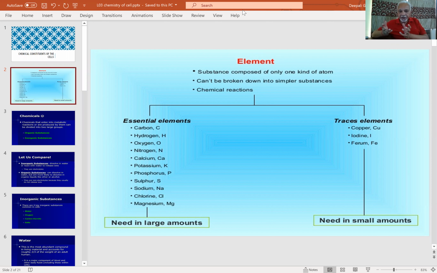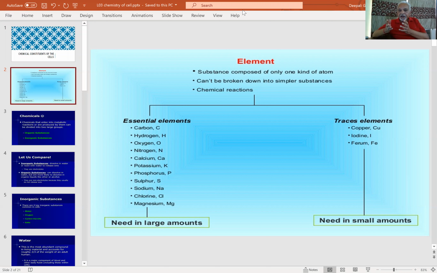The elements were divided into essential and trace elements. The essential elements which constitute the living system are basically carbon, hydrogen, oxygen, nitrogen, phosphorus, calcium, sulfur, sodium, chlorine, magnesium. So these are the elements categorized as essential elements which constitute the living system. And trace elements like copper, iodine, and iron. Life, wherever it is, or a living cell wherever it exists, consists of these elements chemically.